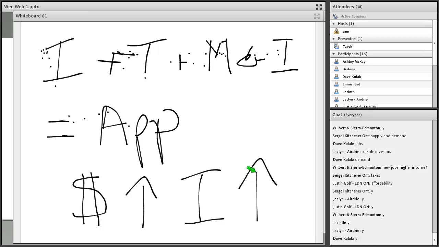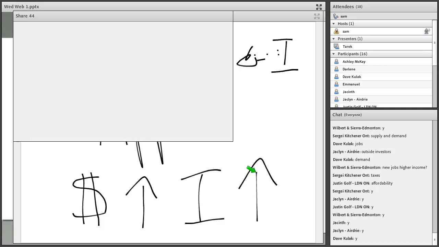So inflation, I should just share it. Inflation is caused when, or the measure of inflation is more specific. Why don't I start there? The measure of inflation is this.